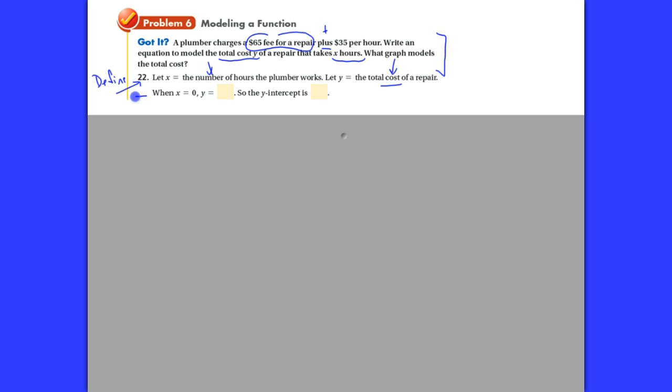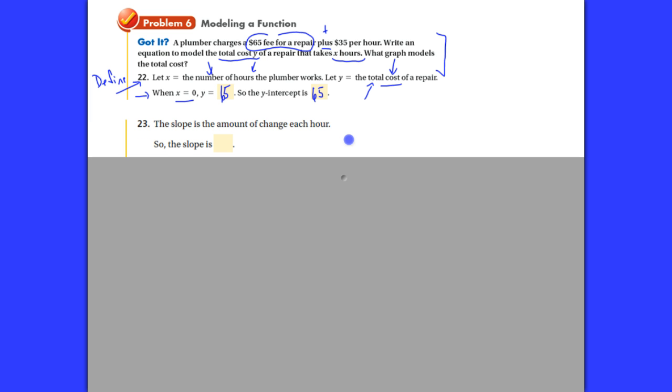So right here, it says when x equals 0, y equals what? So remember, x is time. Technically when time is 0, what is the cost of the bill? For them to show up, they ring your doorbell, you open the door, you owe them at that point $65 just to show up. So we say at time 0, it's $65 for them to even drive to your house. So that is the y-intercept, because the y-intercept is the value when x is 0. So the y-intercept is 65. This might make more sense for you in a moment.